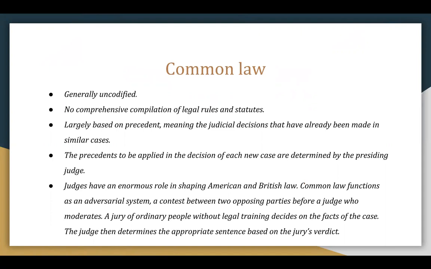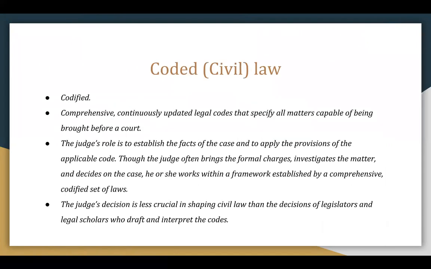Common law is largely decided on by the judges, who have this power to basically decide laws and rules based on what other judges decided before. Whereas in coded law, otherwise known as civil law, it is codified generally, and there is a comprehensive, continuously updated legal code that specifies all matters capable of being brought before a court.